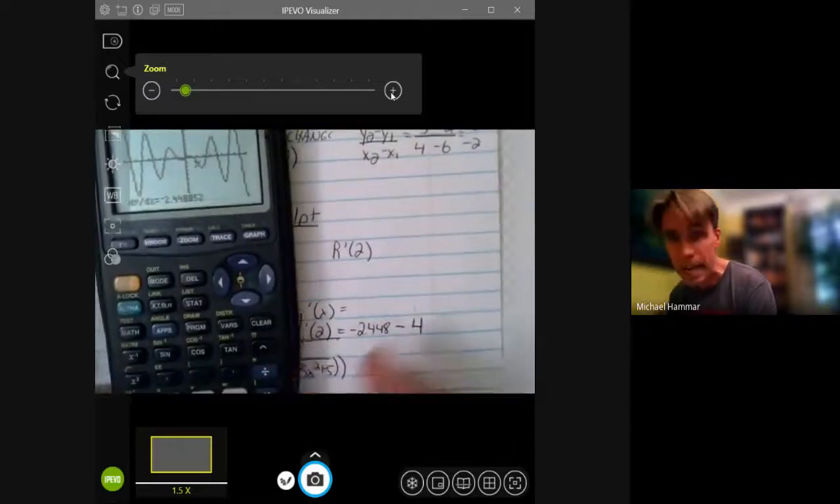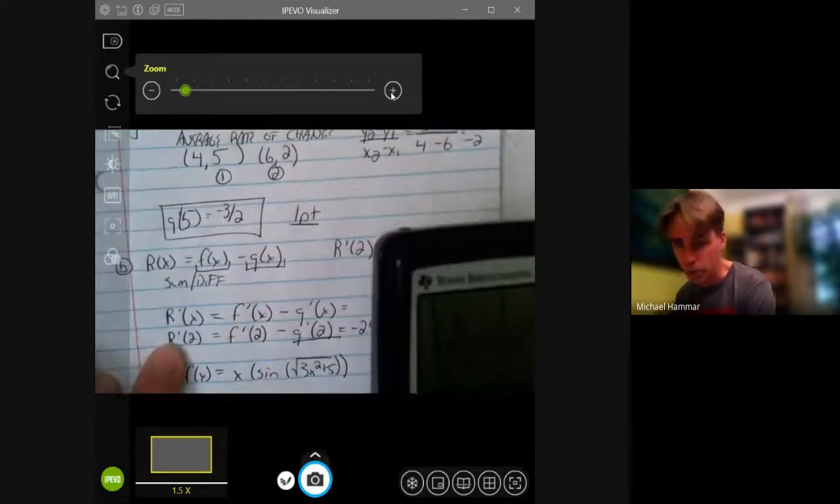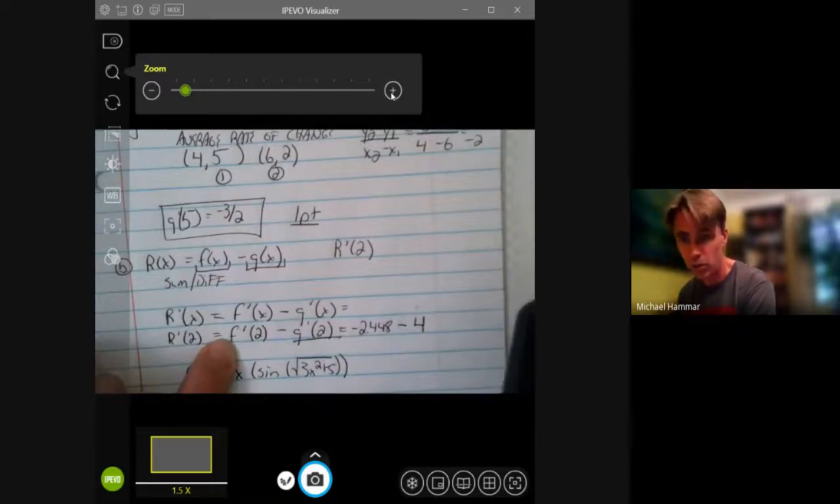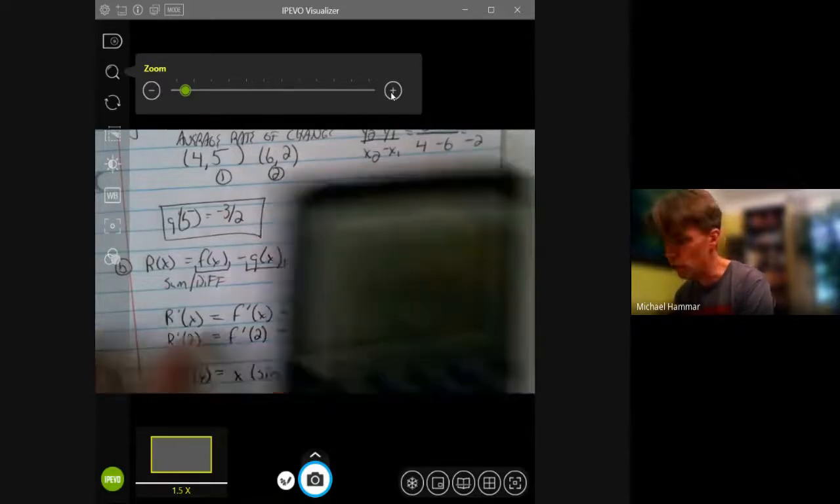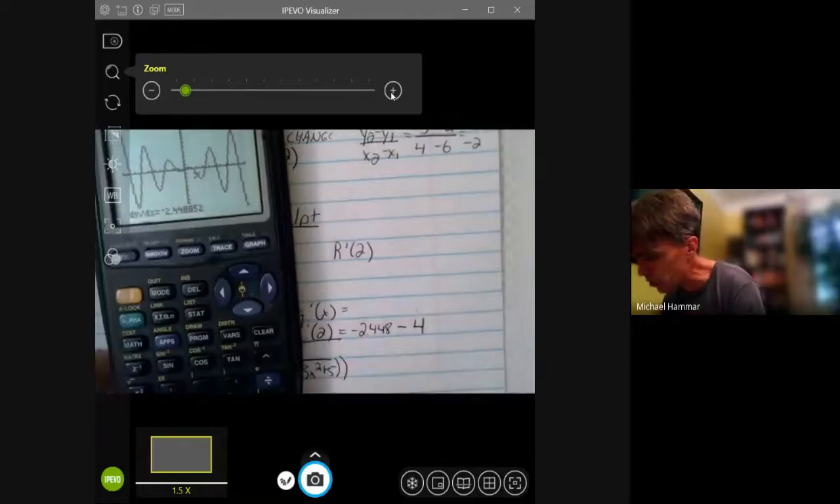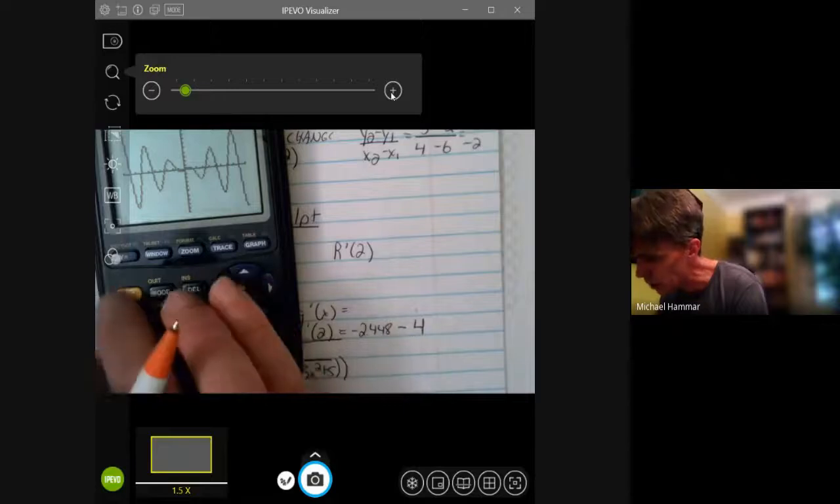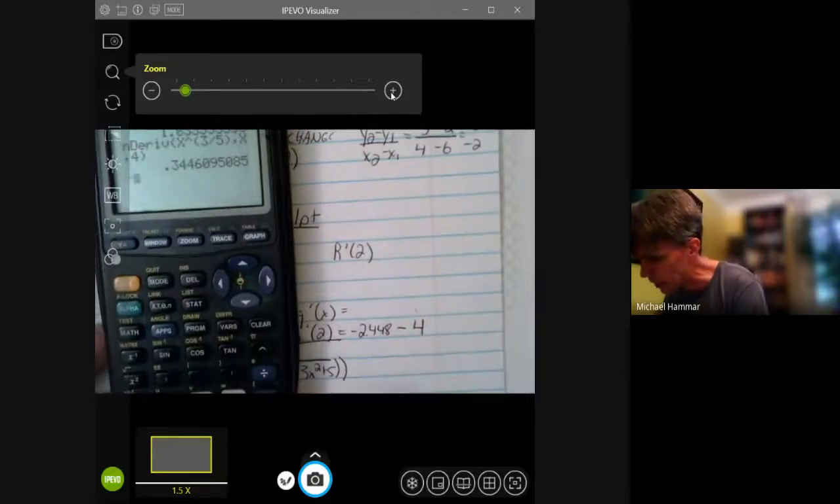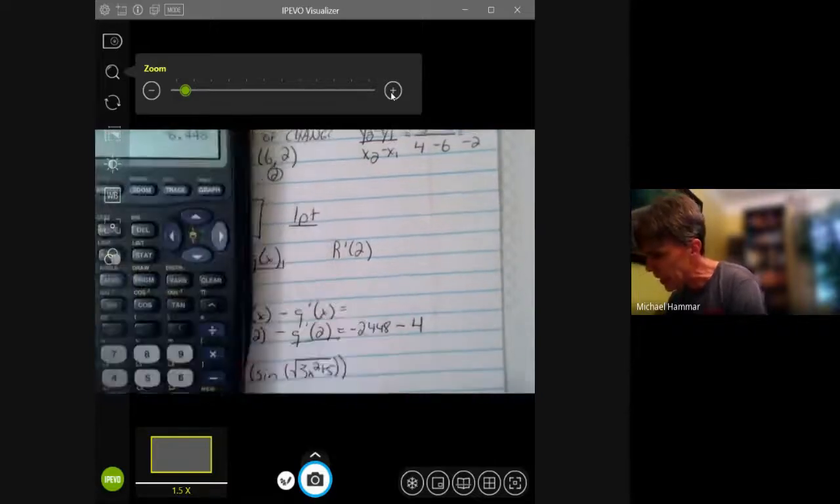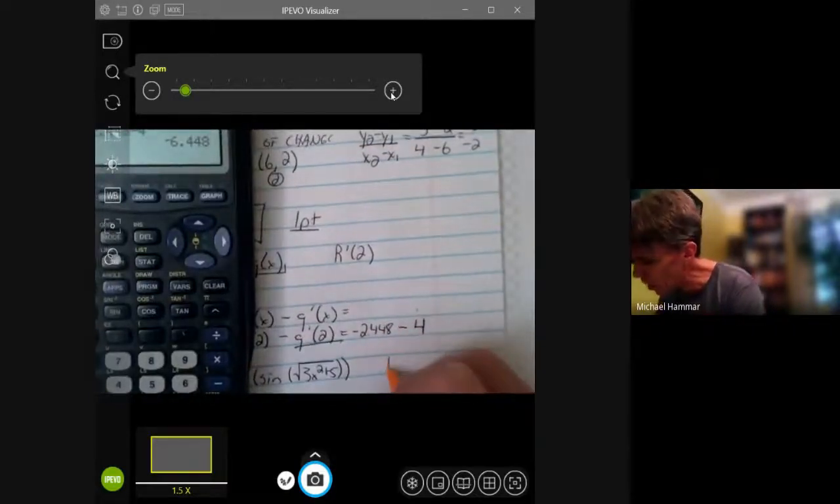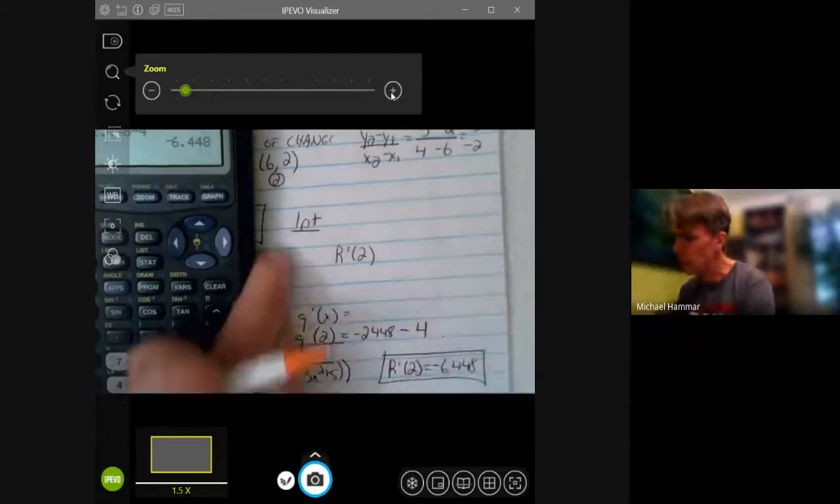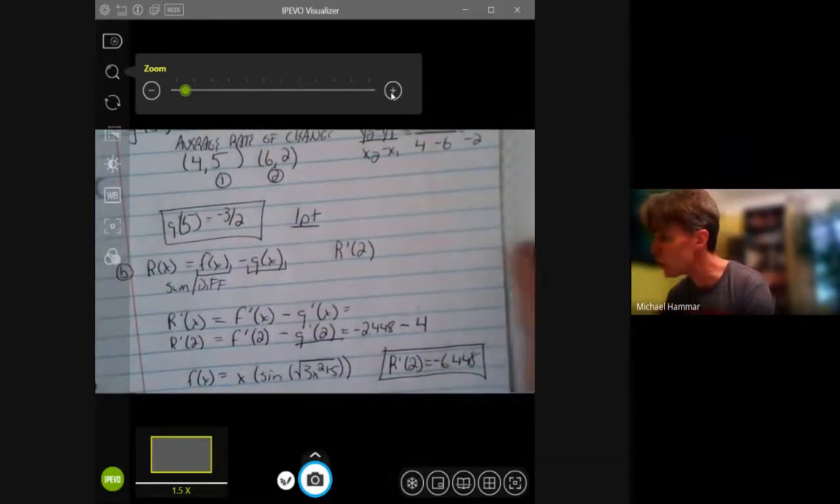So how do I find r prime of 2? I take the derivative of f at 2, and I take the derivative of g at 2, but I have to find it from different places. Now we just subtract them. So let's get out of here. Let's clear this. I'm going to go second quit, and I'm just going to do negative 2.448 minus 4. And my final answer, so r prime of 2 is equal to negative 6.448. Now, this is going to be 2 points, just so you know.